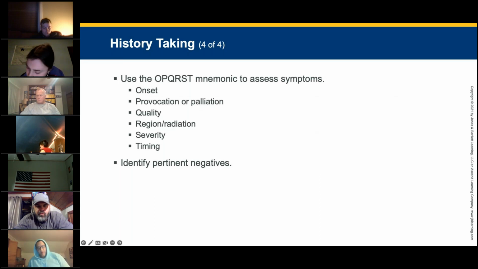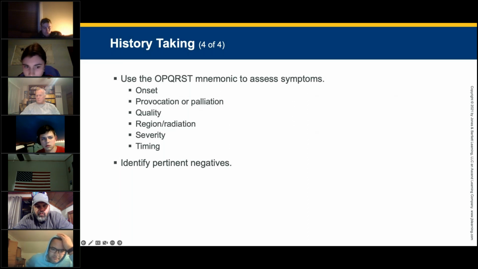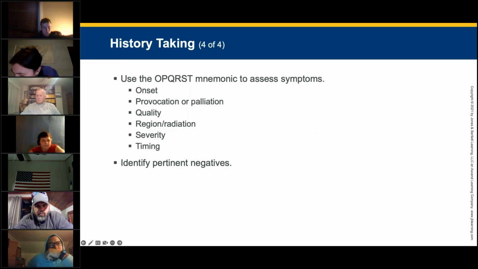Quality. What does it feel like? Is it sharp? Is it dull? Region or radiation. Does it move anywhere? Does the pain move into your arm or into your shoulder, into your hands, into your legs? The severity. Rate your pain on a scale of 1 to 10. And the timing. When did it start?